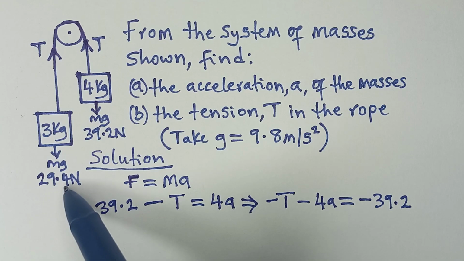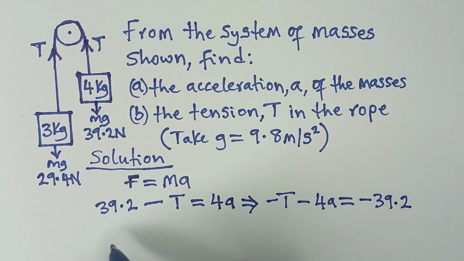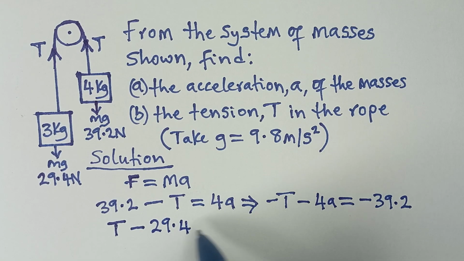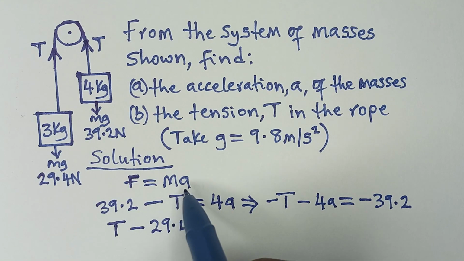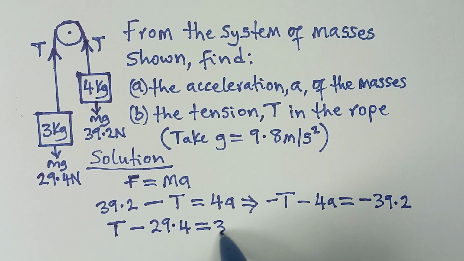29.4. So that means the tension T, which is greater, should be written first, then minus the downward force, which is lower, 29.4, should be equal to the mass times the acceleration. So this T minus 29.4 is the resultant force with which this moves upward, and that will be equal to the mass times acceleration. The mass for the 3 kilogram is 3 and the acceleration is A.